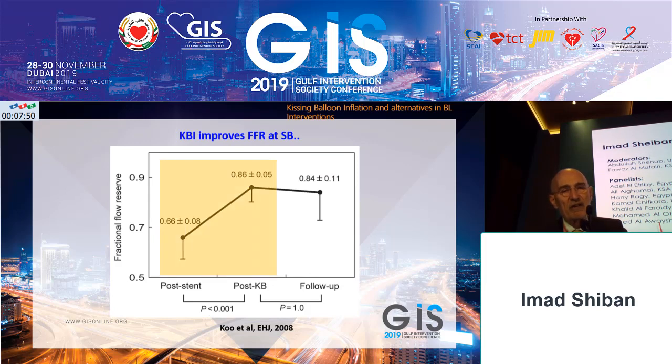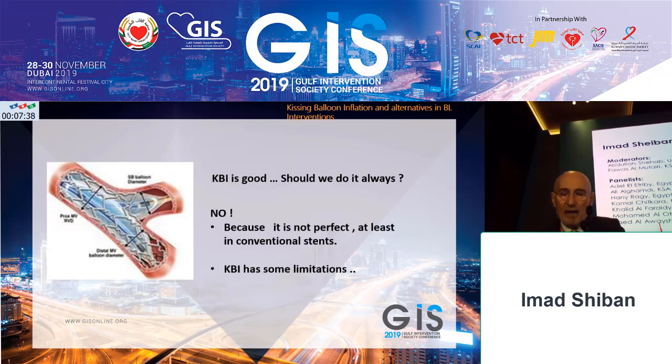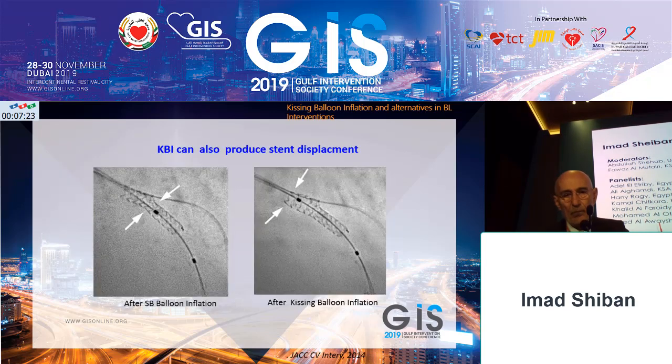And of course, if you have some flow impairment and FFR is positive for ischemia, then kissing balloon can improve FFR at the side branch. So it seems that kissing balloon inflation is good. Should we do it always? I think no, because it is not perfect, at least in conventional stenting. And kissing balloon inflation has some limitations as well.